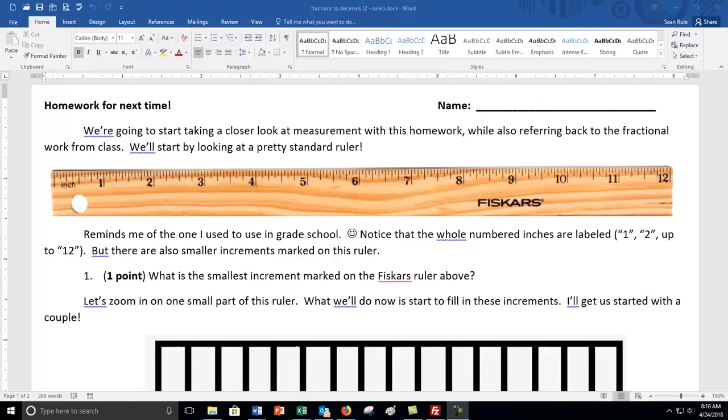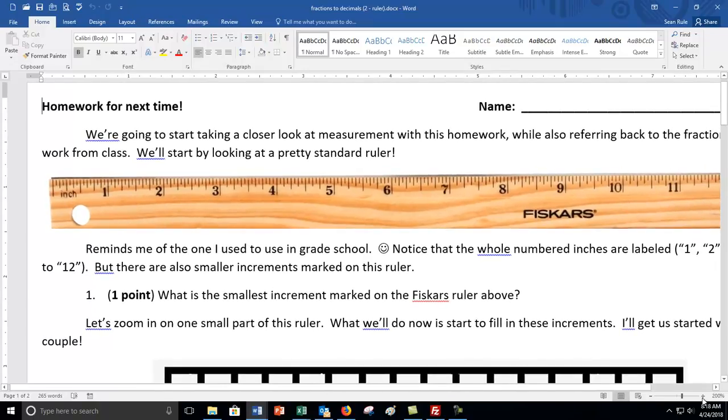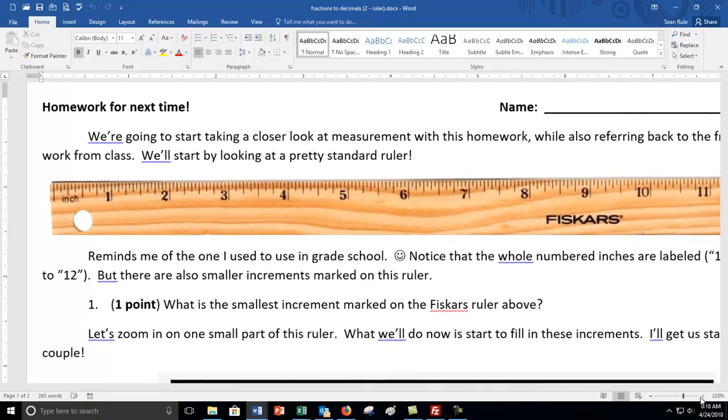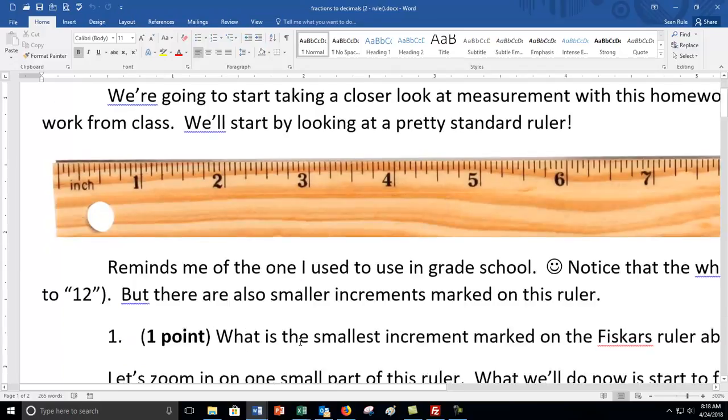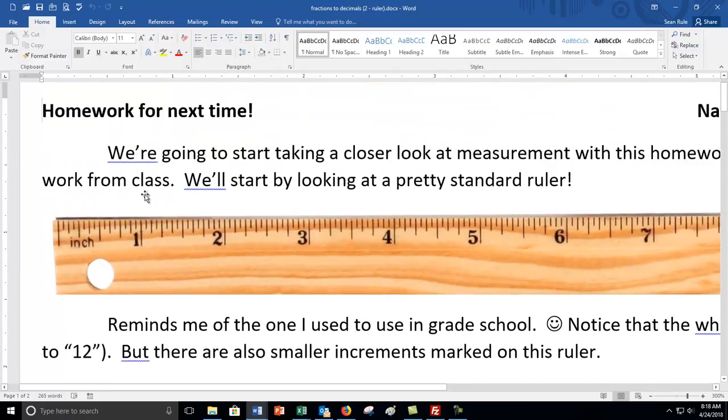Hey there, everybody. The purpose of this video is to get you some solutions to this ruler homework that we did. So, let's see if I can make that a little bit bigger. There. That's not bad. Actually, we don't have to see the whole ruler. The first question asks you, what's the smallest increment marked on this ruler? So your job was to get in there and actually count how many lines go from 0 to 1, or from 1 to 2, or from 2 to 3, all these little lines in here.